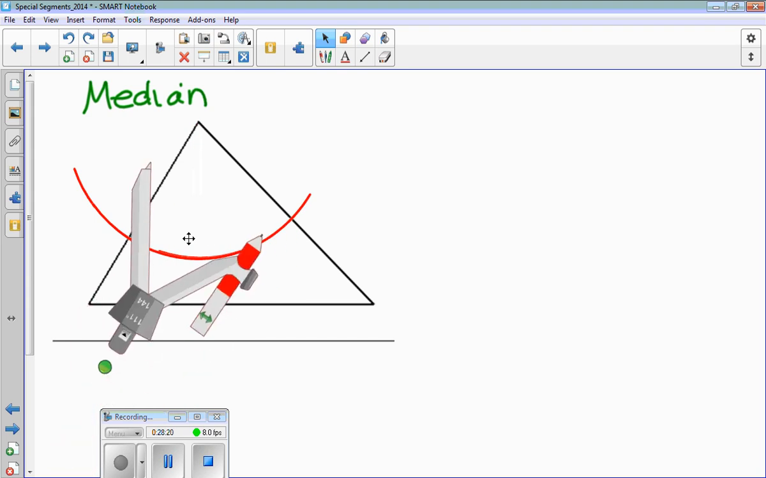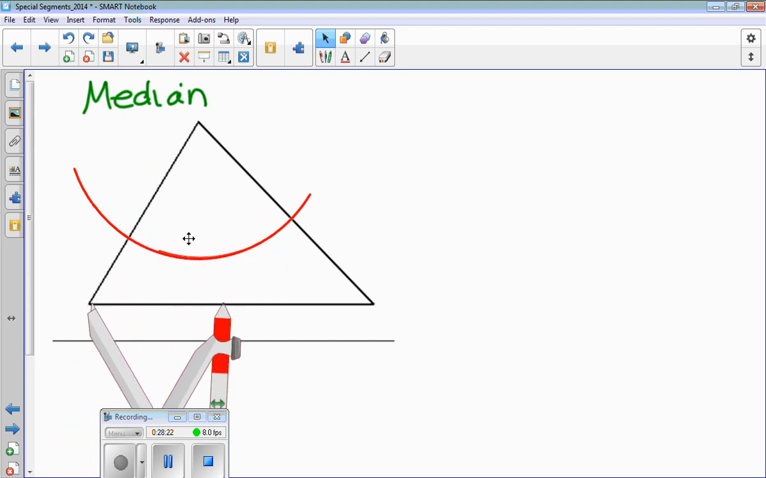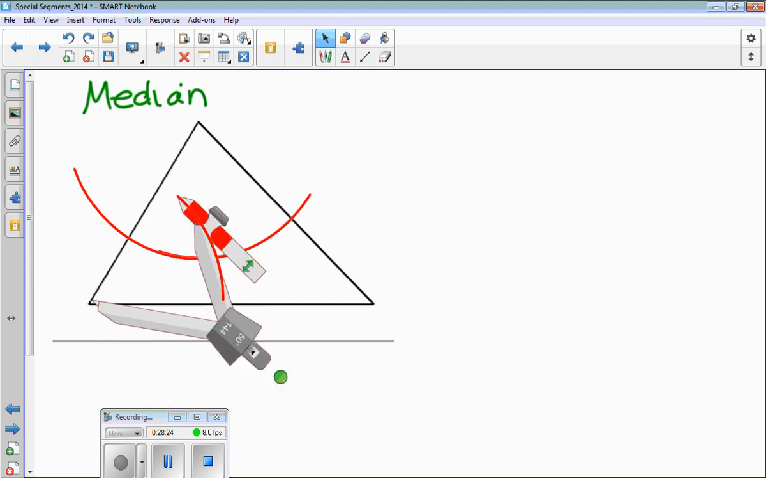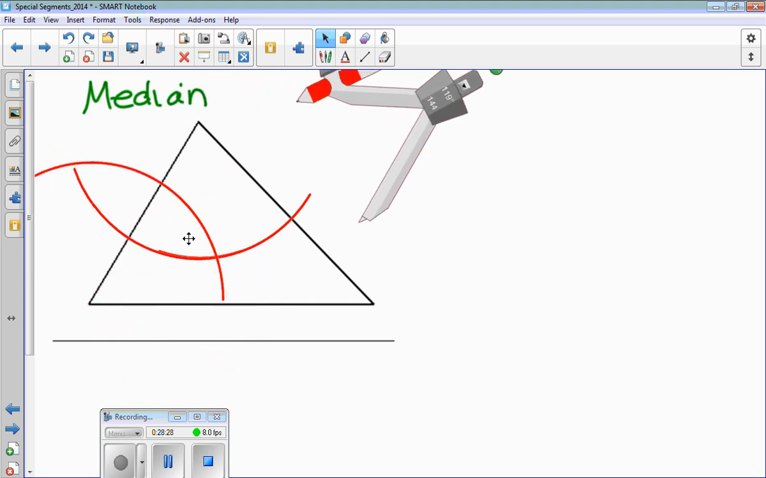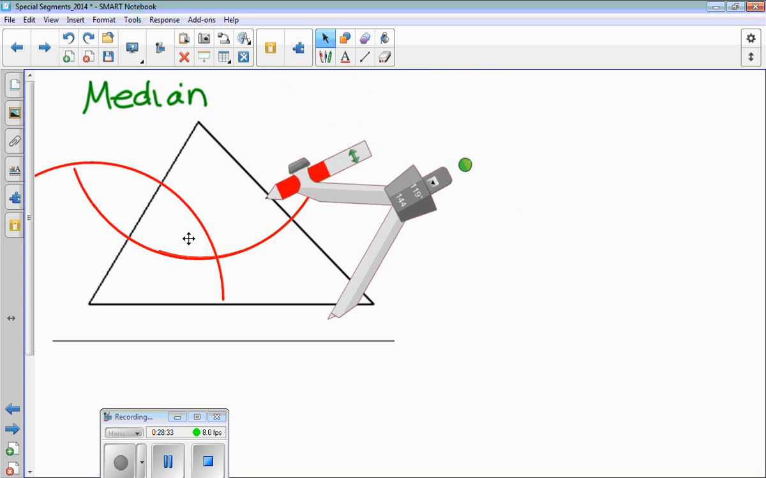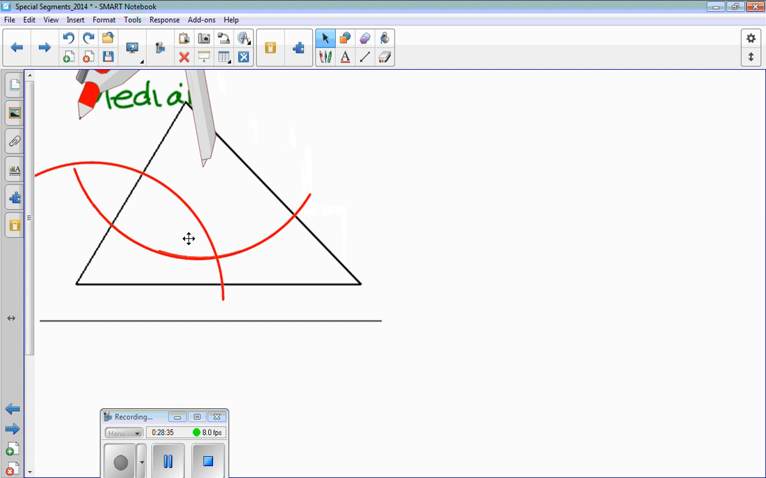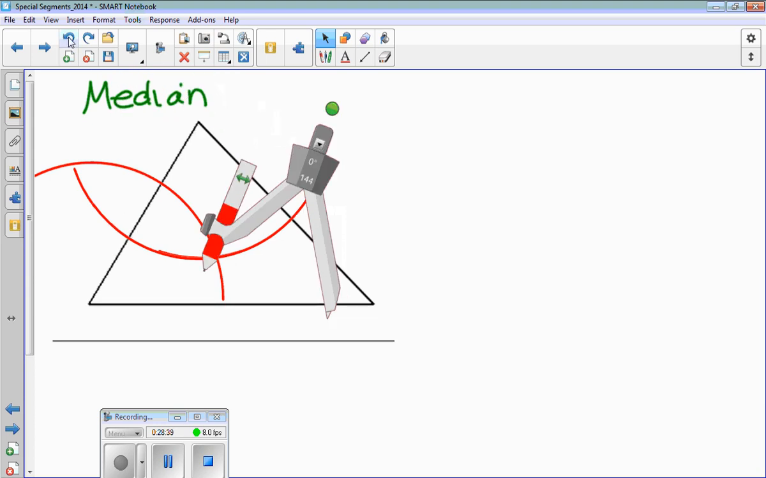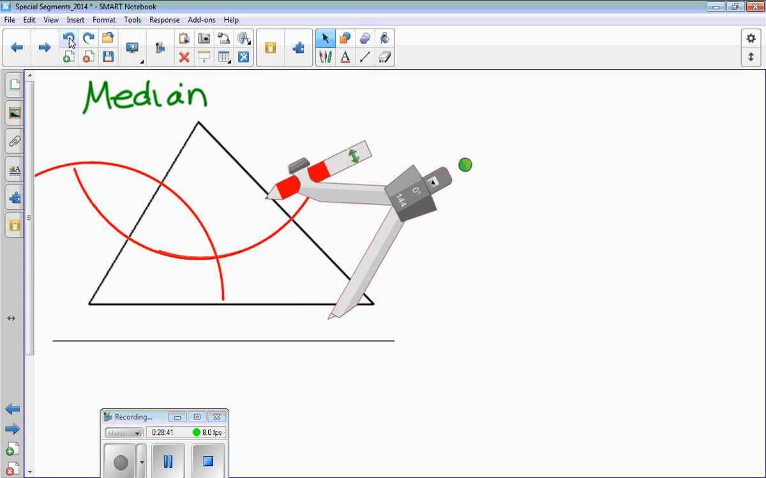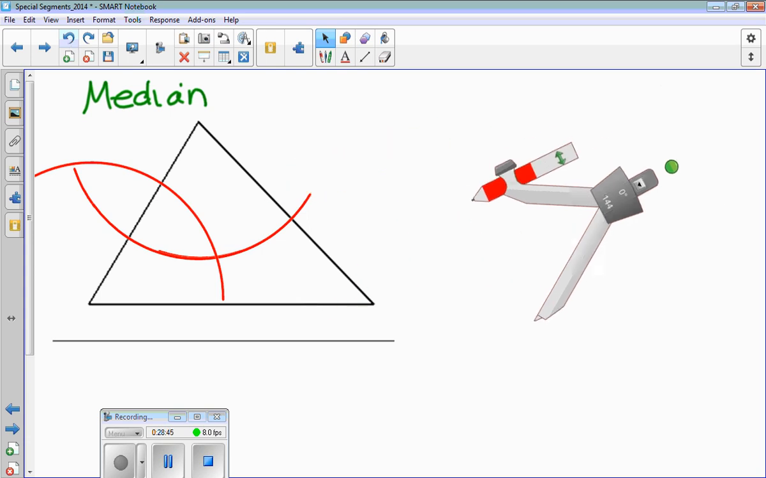You don't care if it gets messy? I don't care either. Keep the same spread, go to the other side, and make an arc. Now I have to be careful over here. I didn't go all the way, so I have to make sure that I do that. You need to keep the same spread. You have to keep the same spread. That is true.